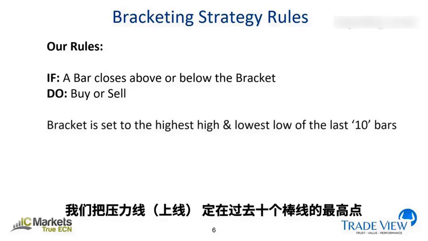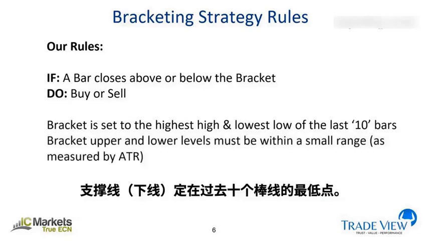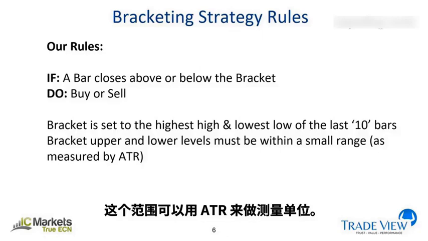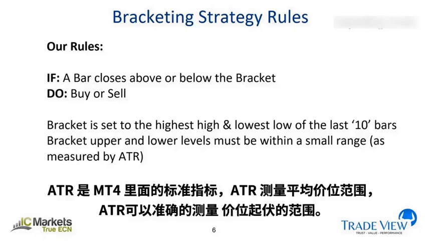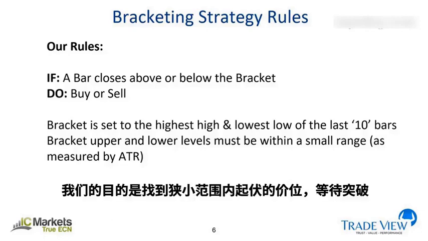We're going to set the bracket to the highest high and the lowest low of the last 10 bars. That's our definition. And the bracket upper and lower levels must be within a small range. So we're going to define that range by a number of ATR. An ATR is a standard MT4 indicator. It's the average true range, and it's a good dynamic way to measure a range. So we're looking for a small range as in the picture before.